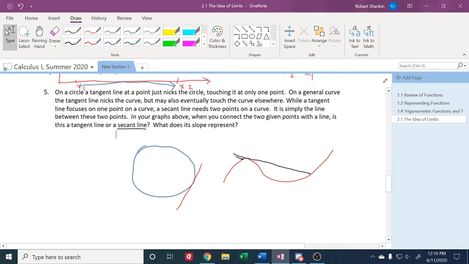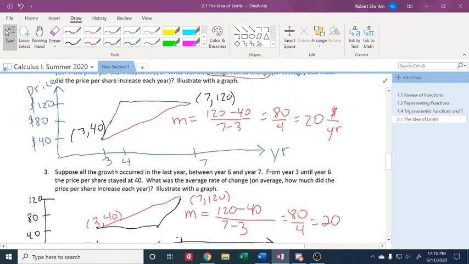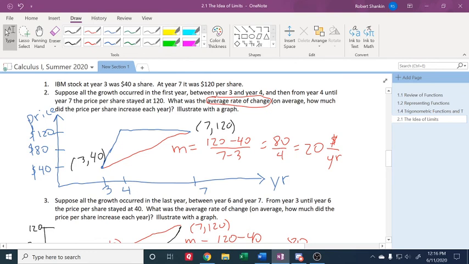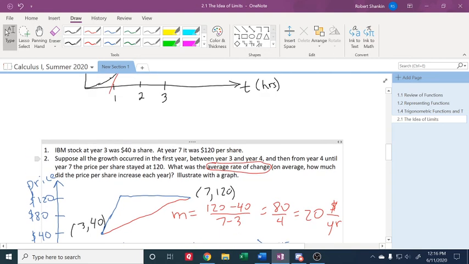And average rate of change is a really big deal for us. It's the essence of the relationship between the 2 variables. Like, for instance, if I bought this stock in year 3 at $40 a share, in year 7, I sold it at $120 per share, I'd be very interested in how much it was going up per year. Oh, it was going up $20 per year on average. I'm really interested in that.